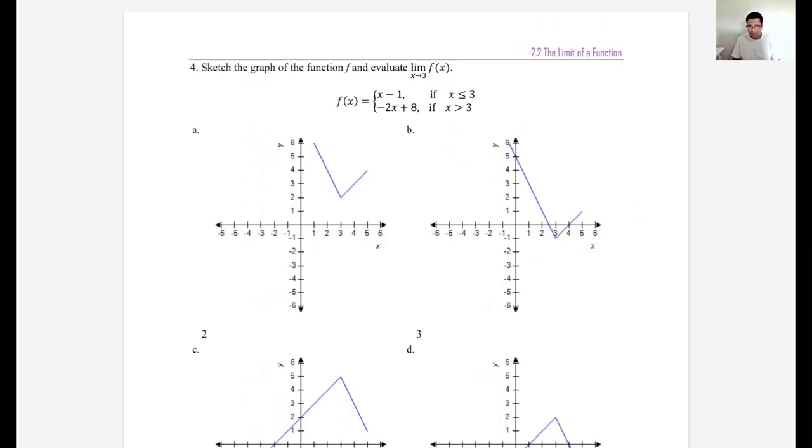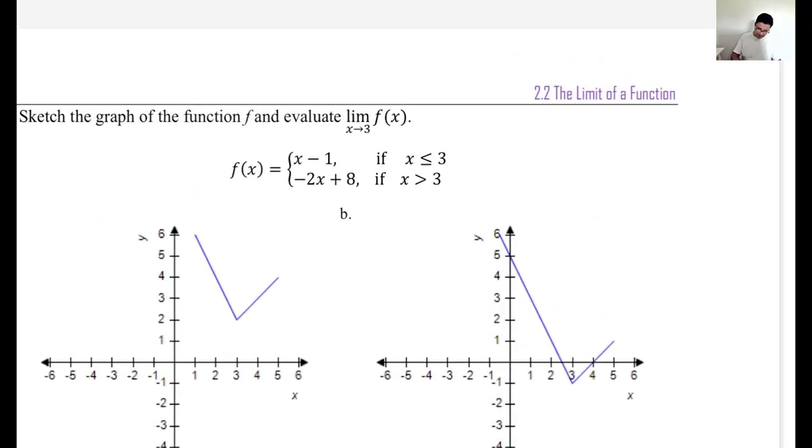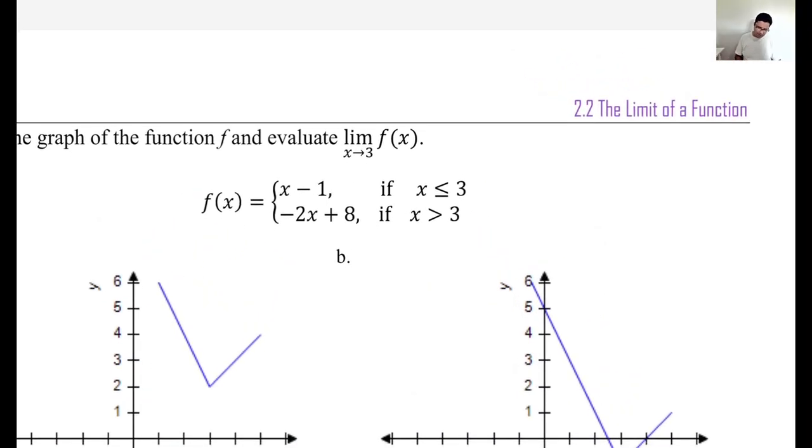Next few questions will be about understanding these one-sided limits and the situations. Look at this function, and you have to evaluate the limit as x approaches 3 if it exists. These limits always come with that condition. The limit may not exist, so you say if it exists.